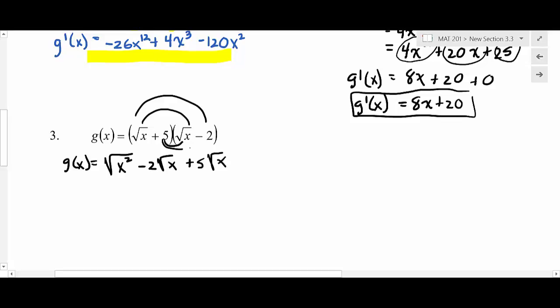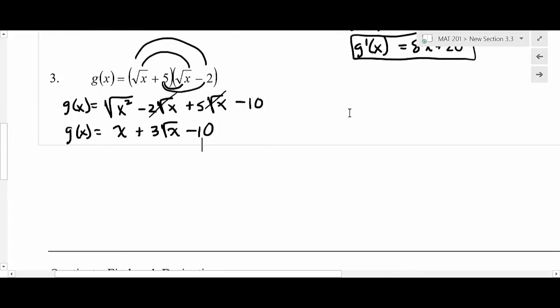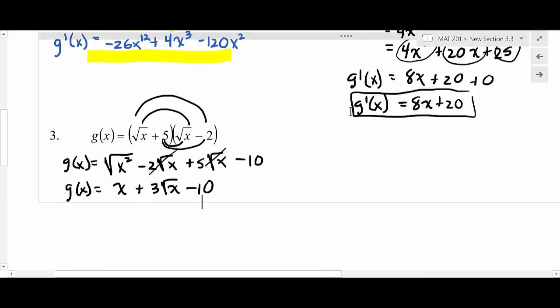And then the last term is going to be negative 10 like that. Okay? So that's going to give g of x equals x. These are like radicals, so you have 3 of those. And then I just bring down the minus 10 like that. So that's multiplying out the derivative. Okay, does that look okay to everybody?